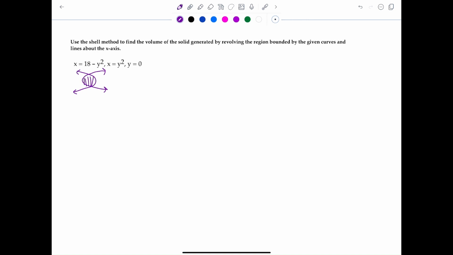And this time we're spinning around the x-axis. So if we're doing the shell method and spinning around the x-axis, we're spinning around a horizontal line and we peel cylindrical shells parallel to that axis, then that means we're going to integrate with respect to y.